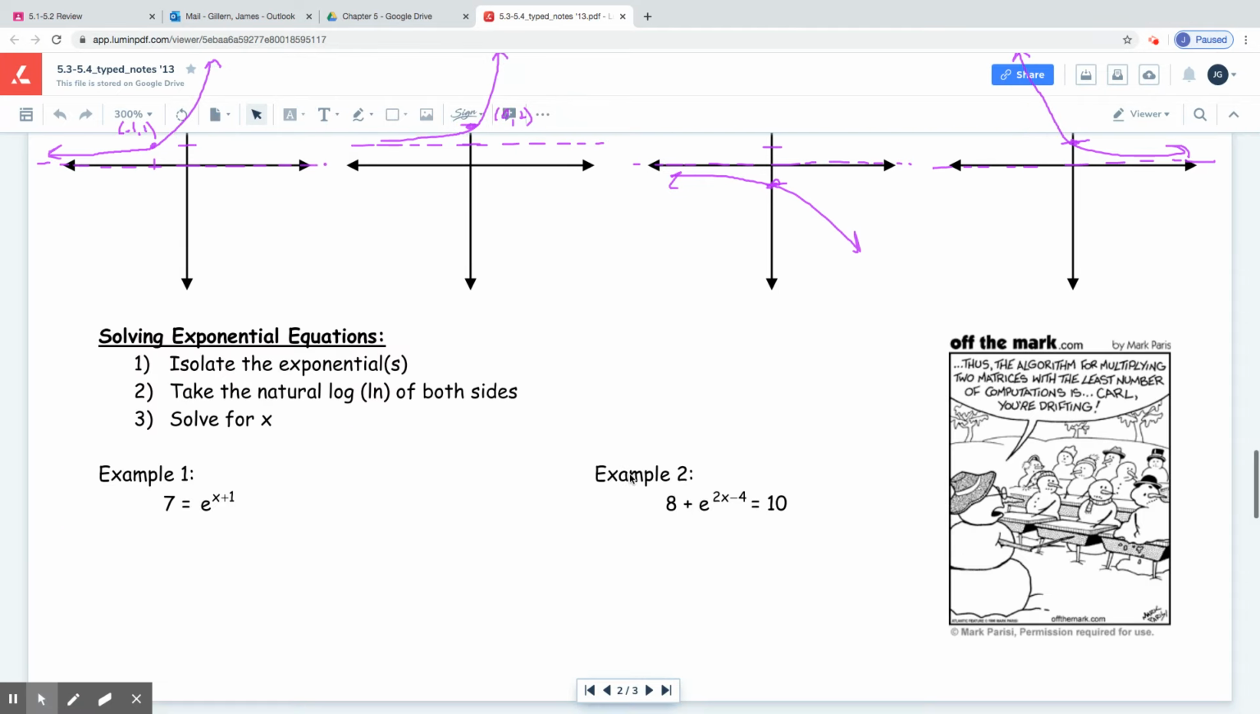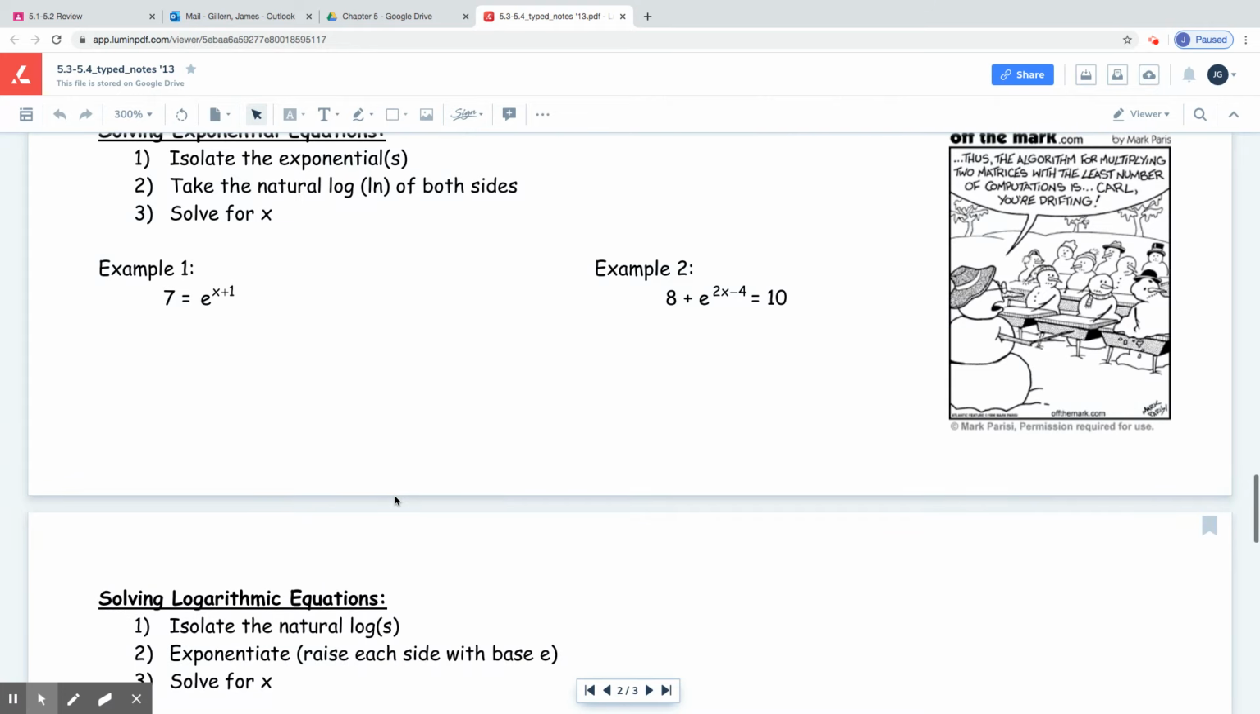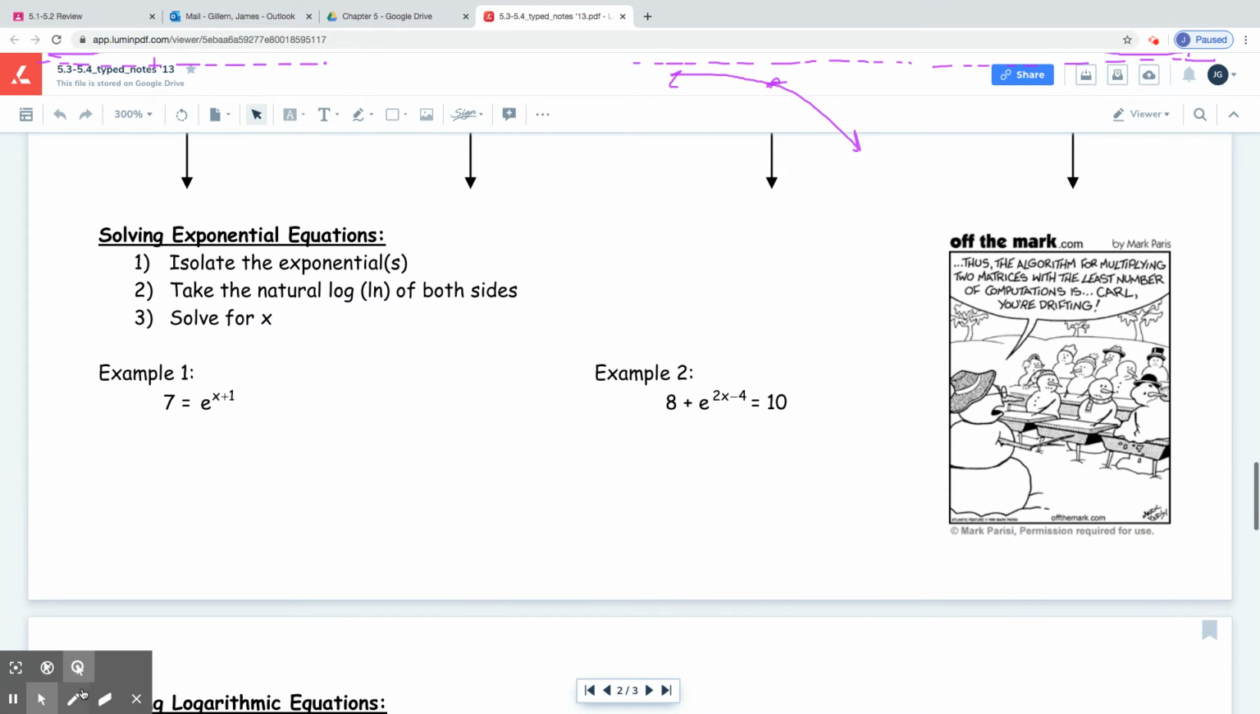Now, solving exponential equations. To solve exponentials, we're going to use logs. To solve logs, which we're going to do next, we use exponentials. Okay, so we are going to isolate the exponential. It's isolated, all right? Then we're going to take the natural log of both sides. Now, what you have to remember, so natural log of 7 equals, what happens with exponents with logs? You can move it to the front.